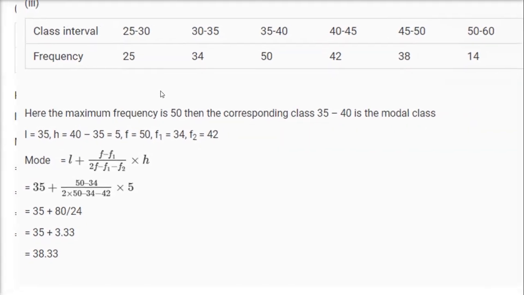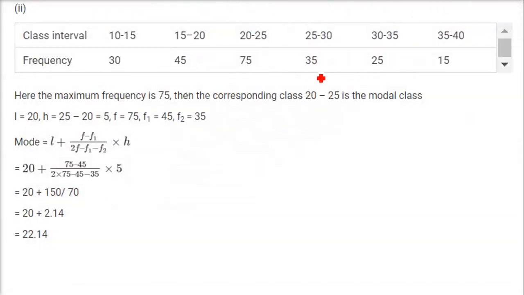Here, same thing we'll do. What we'll do here is find out the maximum frequency in this row, which is 75. For 75, this will be L, this will be U. So this is L. Now this is F, this is F1, this is F2. And what is H? 15 minus 10, H is 5.